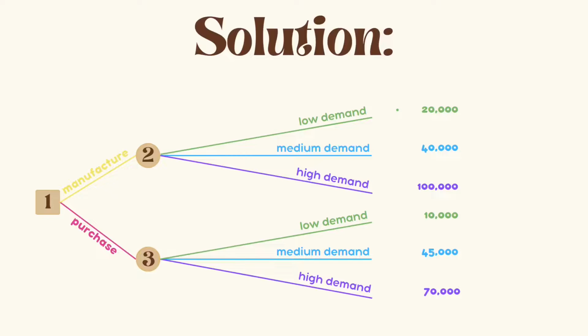Recall that a square represents a decision node. So node 1 shows the decision either to manufacture or purchase the accessories needed for the dress. Nodes 2 and 3 show the outcomes when there is low demand, medium demand, and high demand. And now, let's proceed to the folding back of a decision tree.